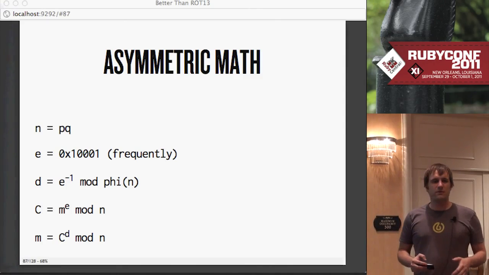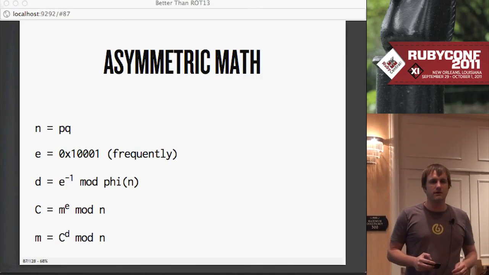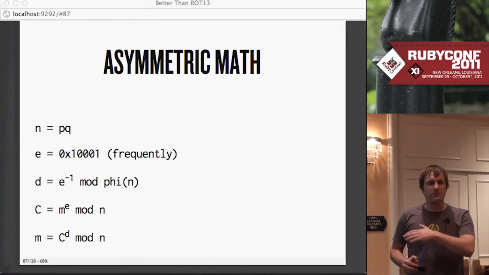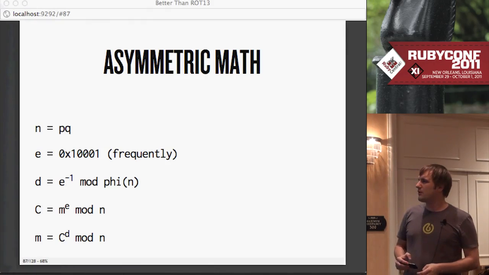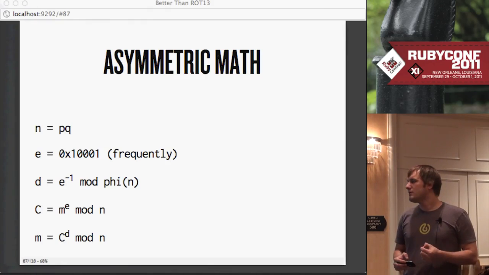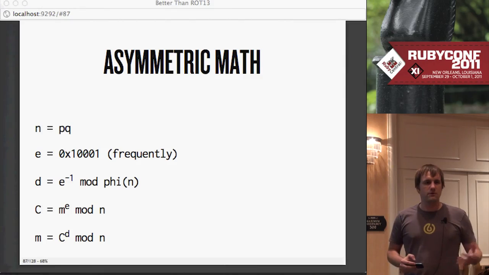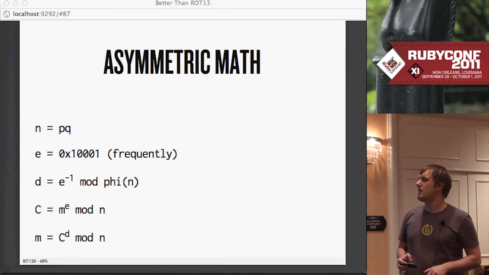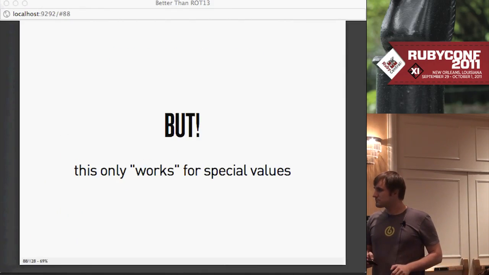I kind of strayed away from the capital letter, lowercase thing on the slide because this is kind of what the industry uses. But in general, N is public, E is public, D is very private, C is your ciphertext that you send out to the world, and M is private.